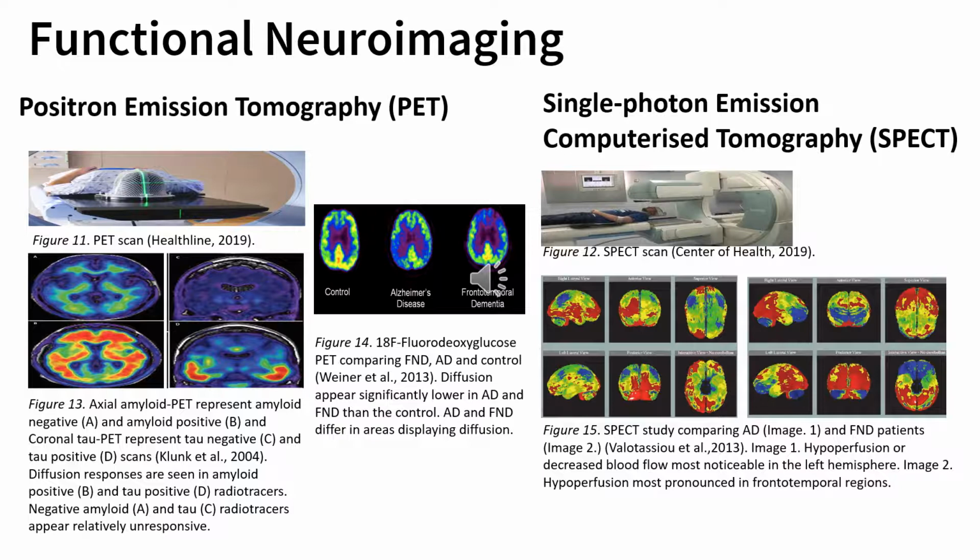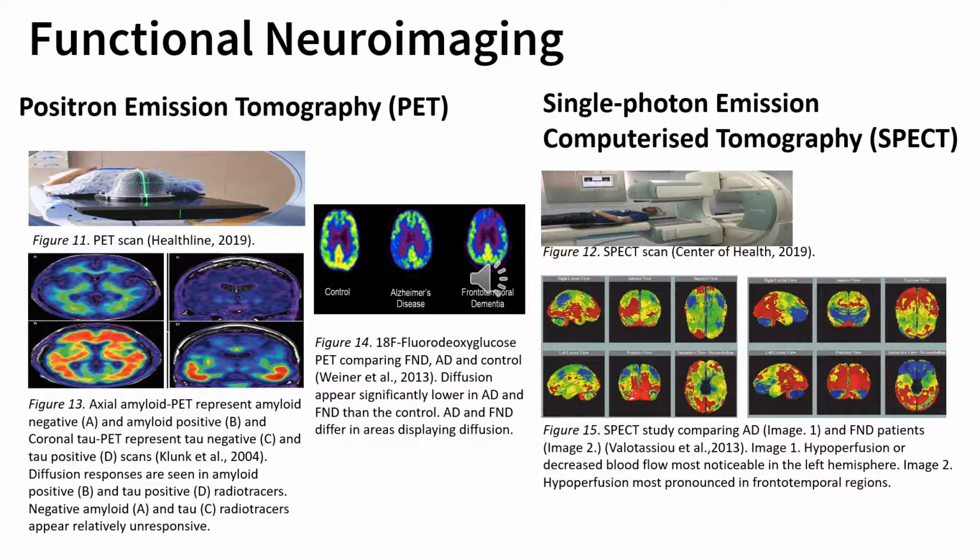Functional imaging, such as positron emission tomography or PET scan, and single photon emission computed tomography, SPECT, measuring brain activity by monitoring levels of blood flow, glucose, and oxygen, which, as seen here, can detect hypoactivity in respective brain regions during initial stages of FND, even when structural abnormalities are absent.